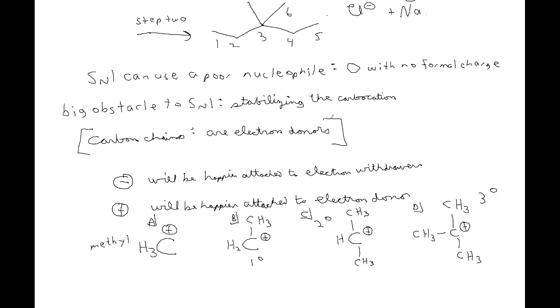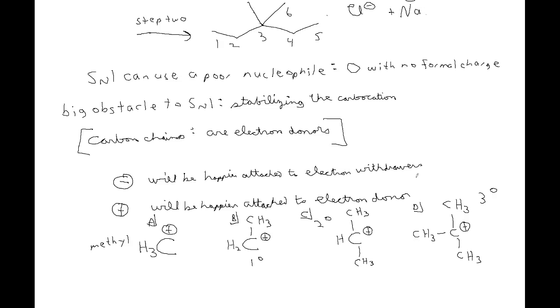Tertiary, and which are the least happy? Methyl. Methyl and then primary. Okay, good. So this will turn out to be very important again for the whole course. Tertiary carbocations are the happiest, then secondary, then primary, then methyl.